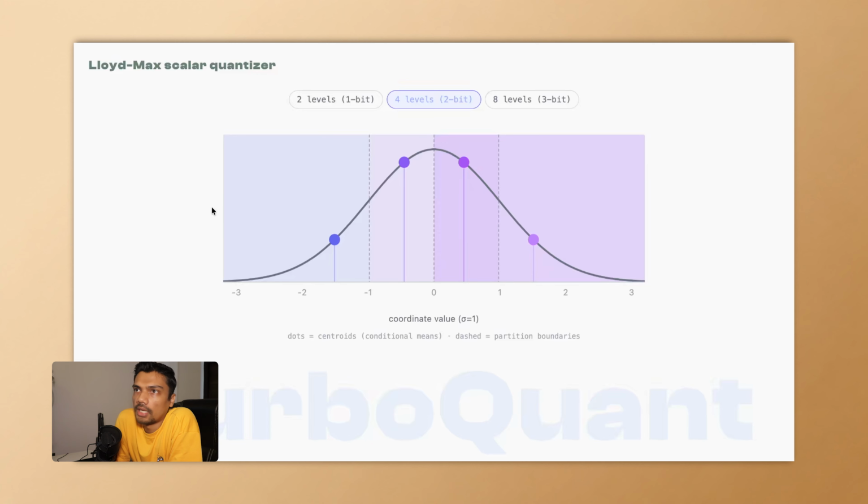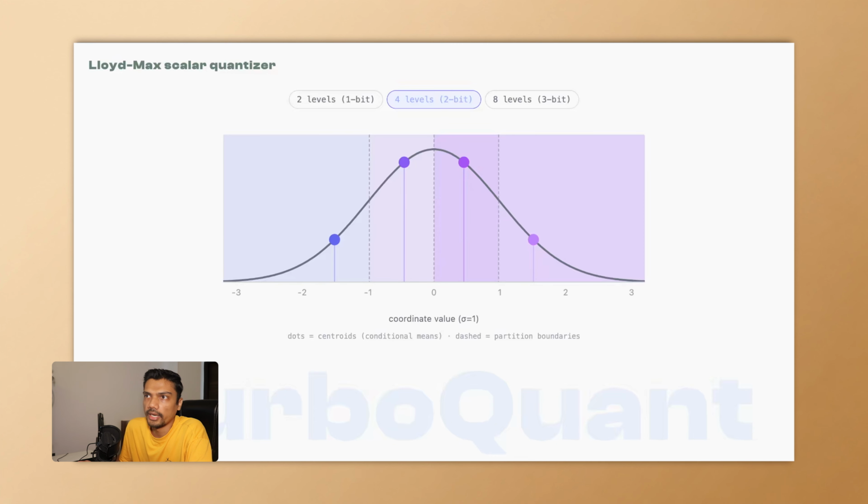So next we move on to the Lloyd-Max scalar quantizer. After a random rotation, each coordinate follows a known distribution, approximately Gaussian with mean 0 and variance 1 divided by d in high dimensions. Now we can design the optimal scalar quantizer for this distribution. The optimal scalar quantizer for a continuous distribution with 2 to the power b levels is called the Lloyd-Max quantizer. It finds the optimal partition of the real line into 2 to the power b intervals and assigns each interval a representative value, like a centroid, to minimize the expected squared error.